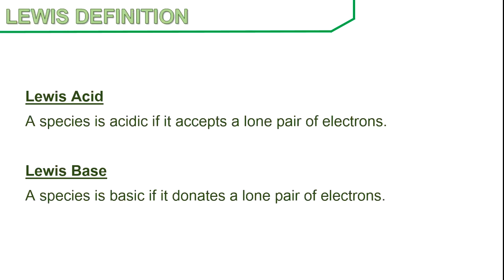Another way of defining acids is through the Lewis definition. Here we say that a Lewis acid is a species which accepts a lone pair of electrons, and a base is a species which donates a lone pair of electrons.